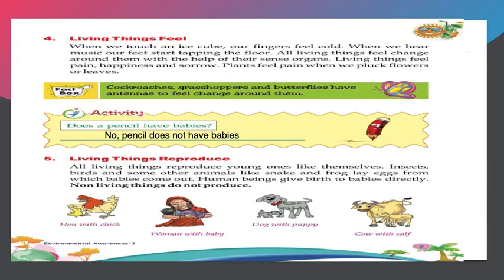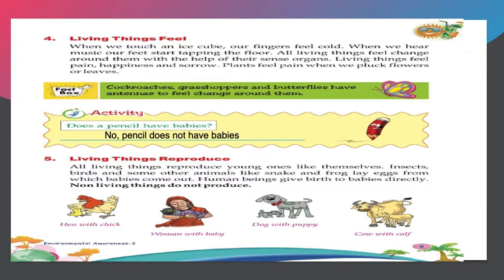Living things feel pain, happiness, and sorrow. Plants feel pain when we pluck flowers or leaves. Fact box: cockroaches, grasshoppers, and butterflies have antennae to feel changes around them. Let's learn this with the help of an activity.